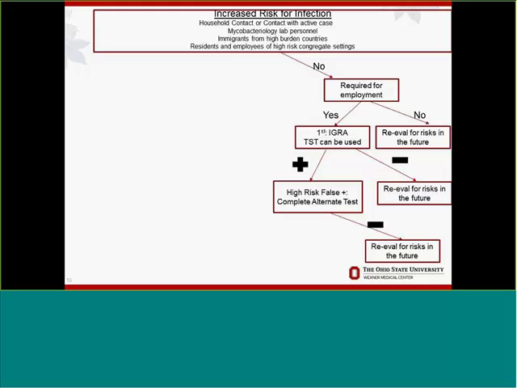So, again, if that's negative now, then you're done. You reevaluate in the future. If it's positive, you go ahead and treat, and you complete your evaluation for active TB. And we'll talk about what that evaluation is.